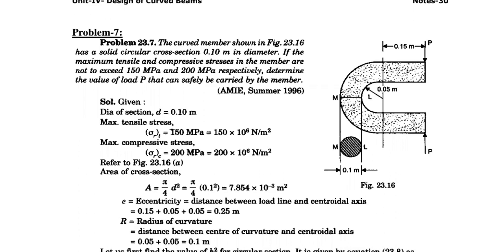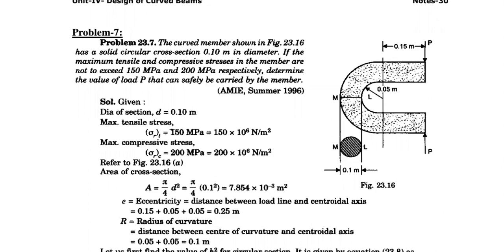Anyway, please observe this section, the figure. The curved member shown in the figure has a solid circular cross section. What is the cross section here? It is a solid circular cross section, right? Very good. And it is 0.10 meter in diameter. Please observe that 0.10 meter in diameter, with the maximum tensile and compressive stresses in the member not to exceed the given limits.